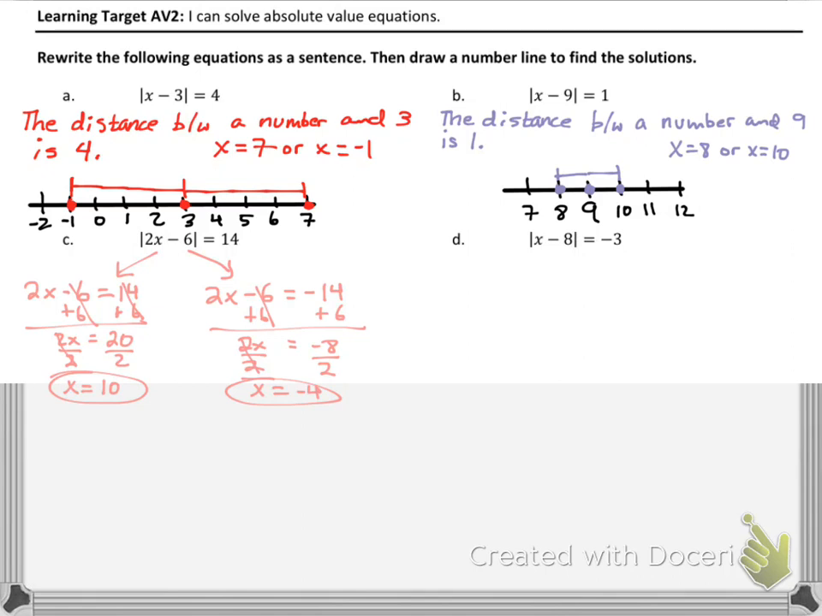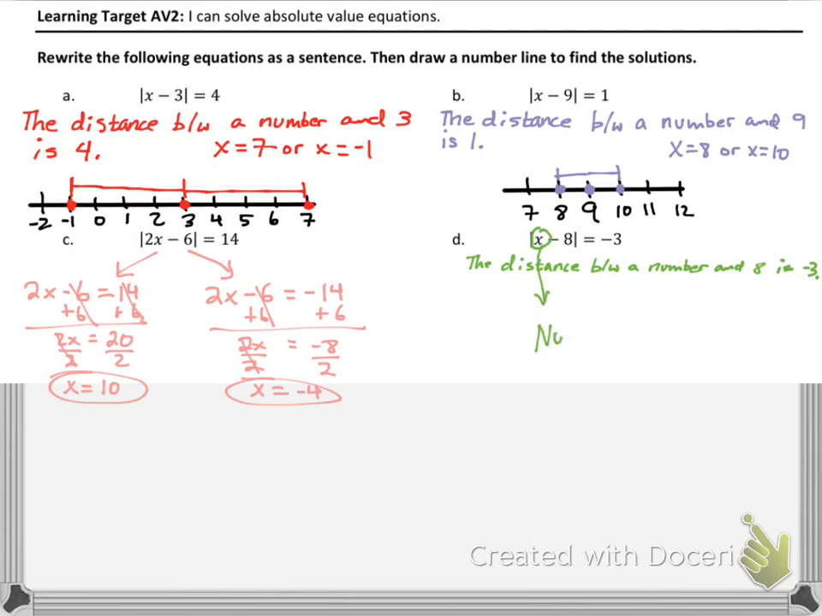Here, let's translate this into a statement. This math equation actually says the distance between a number and 8 is -3 spaces. That can't be true, because when I'm talking about distance, I never talk about -3 miles. How much did you run? Oh, -3 miles. Even if you run backwards, you're still running a positive 3 distance. Right, so this actually is not possible.